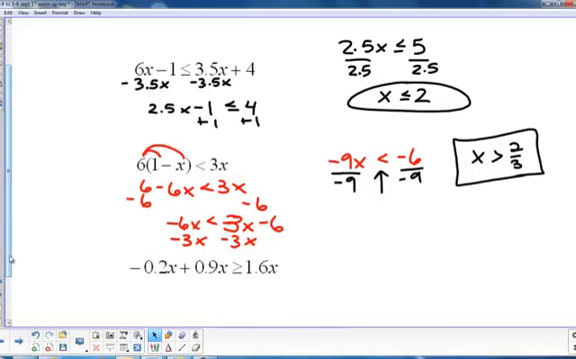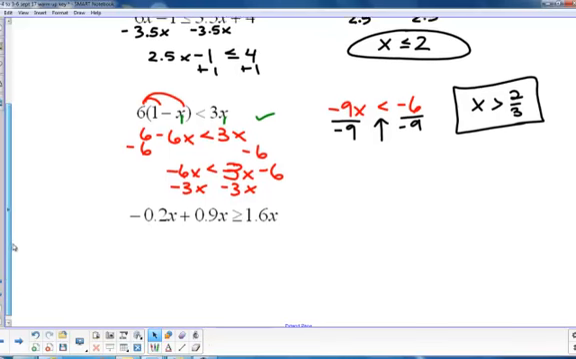Another easy way to test is to plug in a number greater than 2/3. That's easy to plug in, like 1. If you plug a 1 in here, you get 0 is less than 3, and that works. So you don't have to plug 2/3 in.